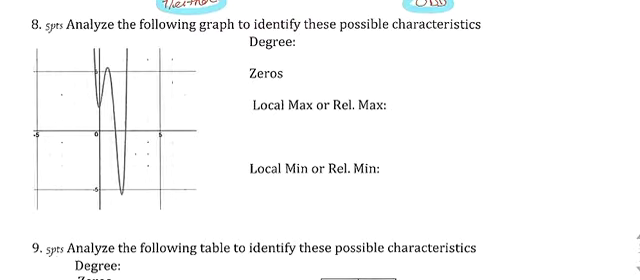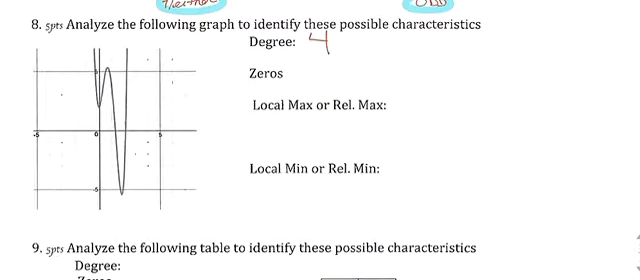Okay. The next one is to analyze the graph. And so if I want you to do this, we're going to be possibly estimating decimals for these values. So the degree is going down, up, down, up, so that's going to be a degree of 4.